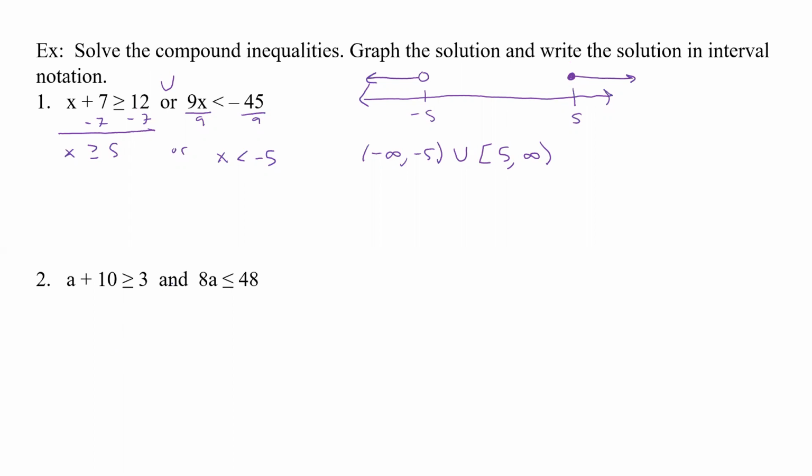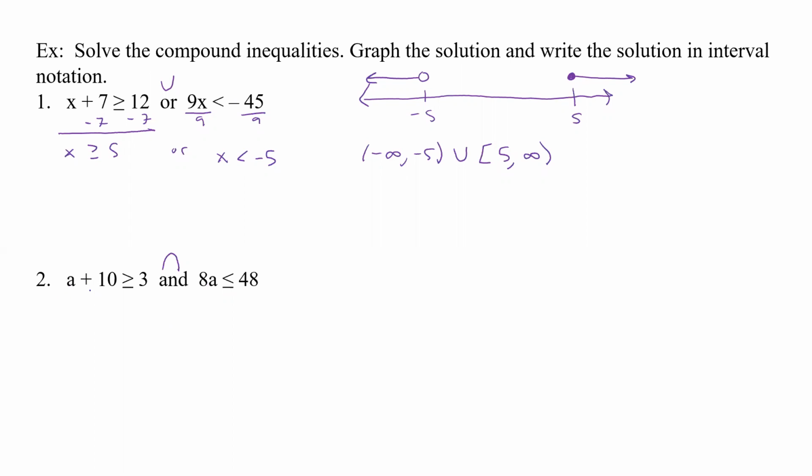All right, so this one is and. Remember, that's the intersection, so it has to include stuff that's in both of them, not just parts of it. And so in this case, if this was the intersection, there's nothing intersecting, so this would be no solution, but it was or, so we had both pieces.